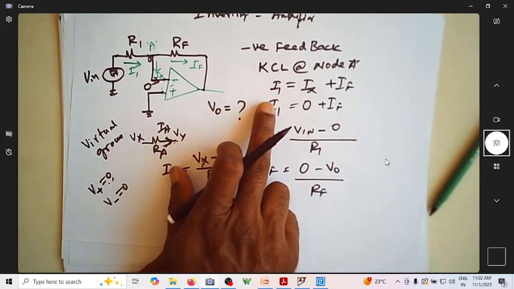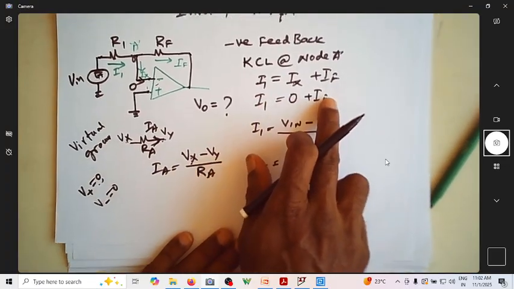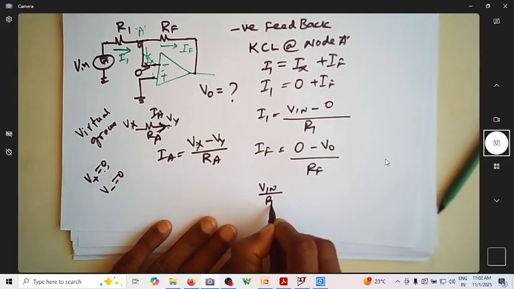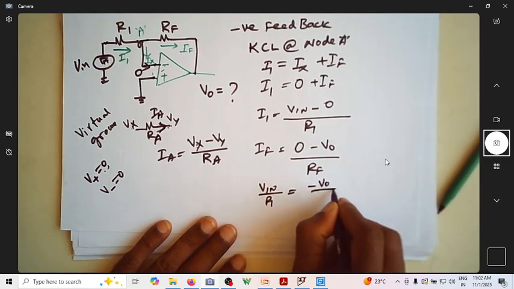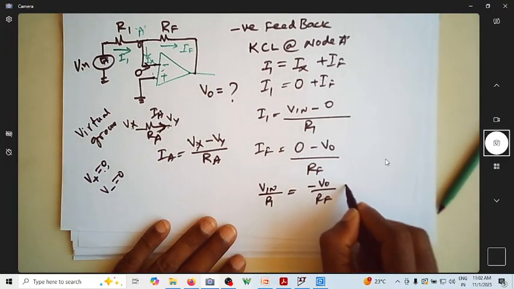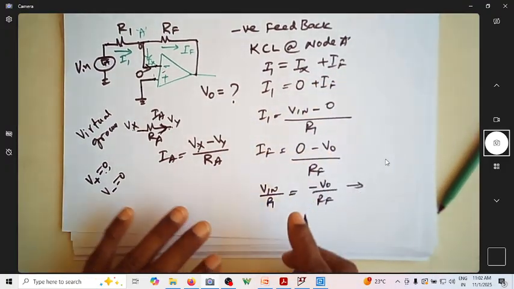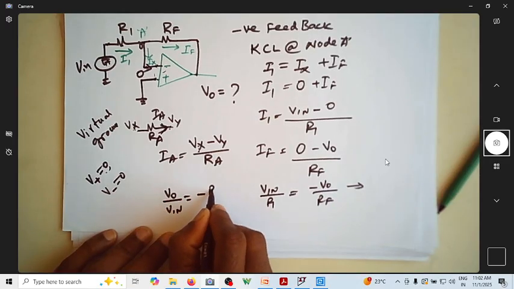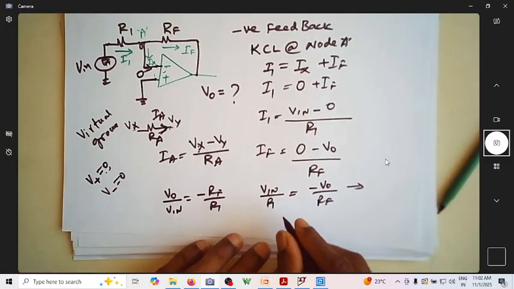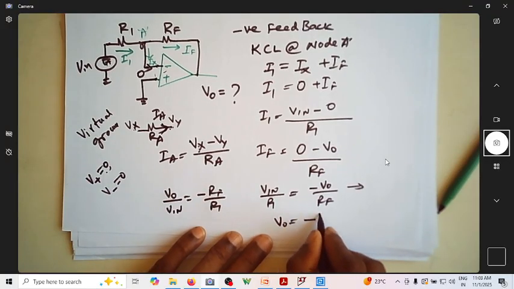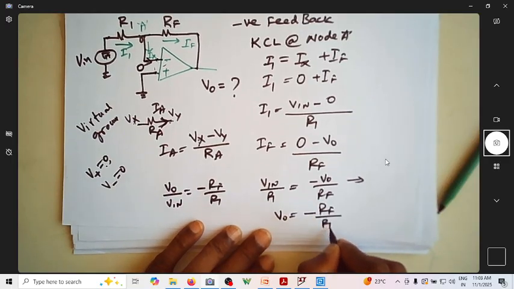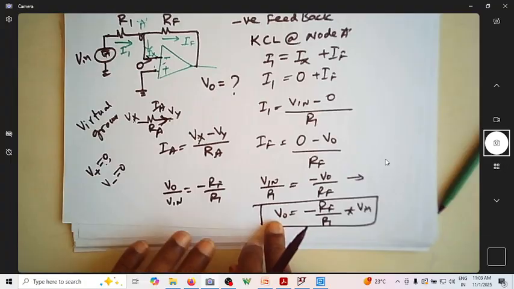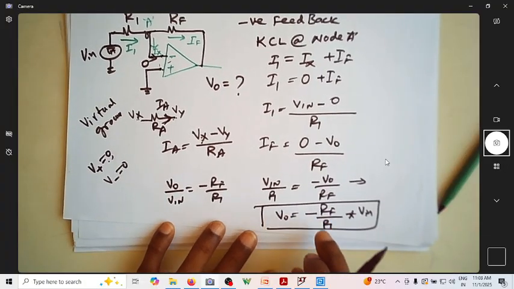Use the expressions of I1 and IF in the KCL expression. So you have Vin by R1 is equal to minus V0 by RF. Now I can write V0 by Vin as equal to minus RF by R1, or V0 is equal to minus RF by R1 times Vin. So the output voltage is minus RF by R1 times Vin.